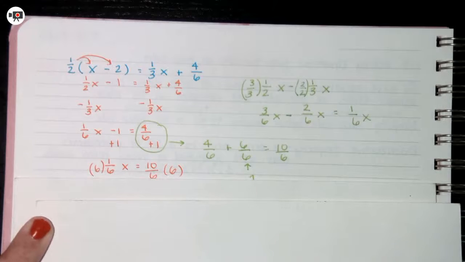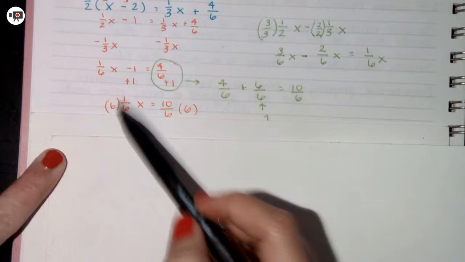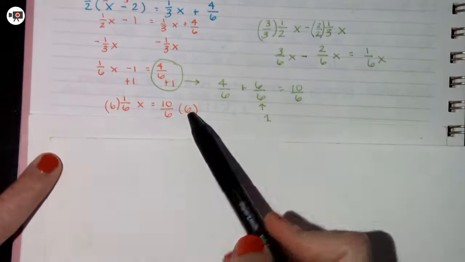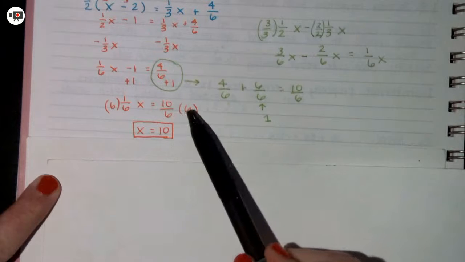Now I have 1/6x equals 10 over 6. To divide by a fraction, I multiply by the reciprocal. So that is multiplying by 6 on each side. And 10 over 6 times 6 is 10.